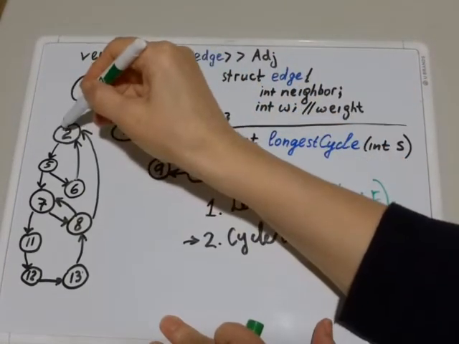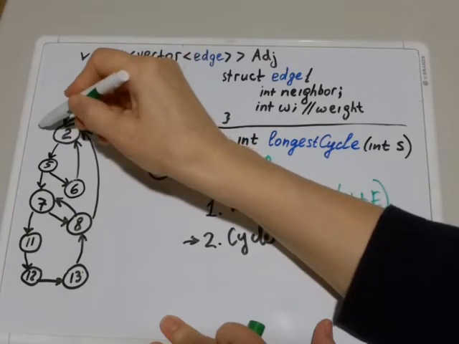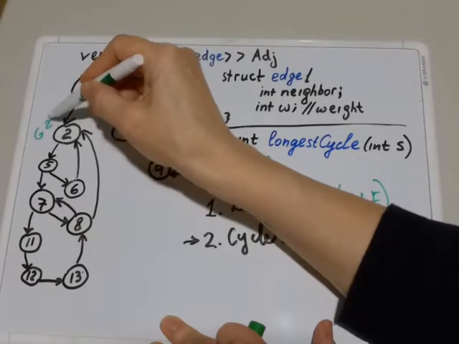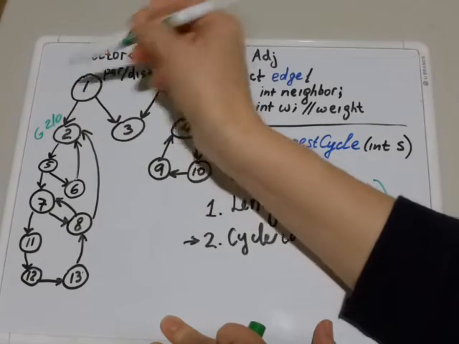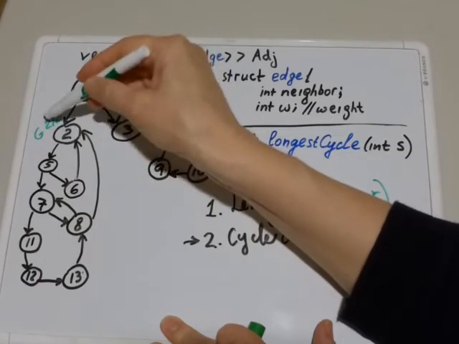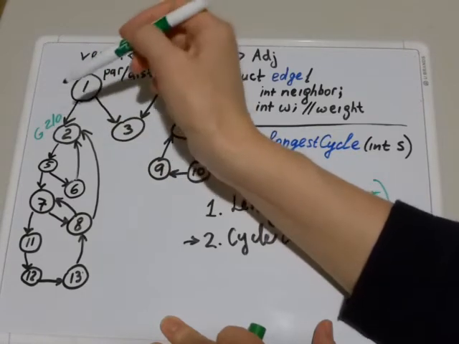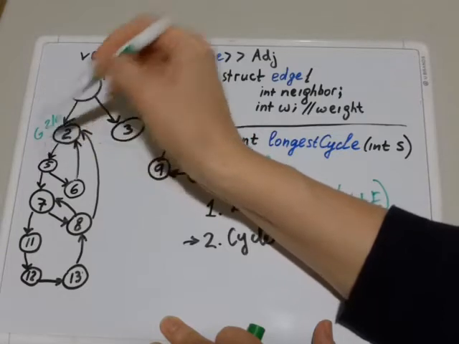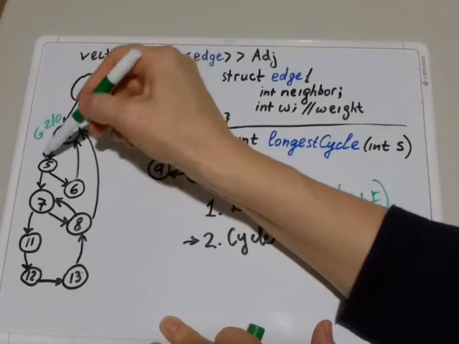So right now we're starting on 2. We set it to gray. Its parent is 2 and distance is 0. We set our original vertex's parent to 2 and distance to 0. And after that we call DFS visit on its child if it is white.